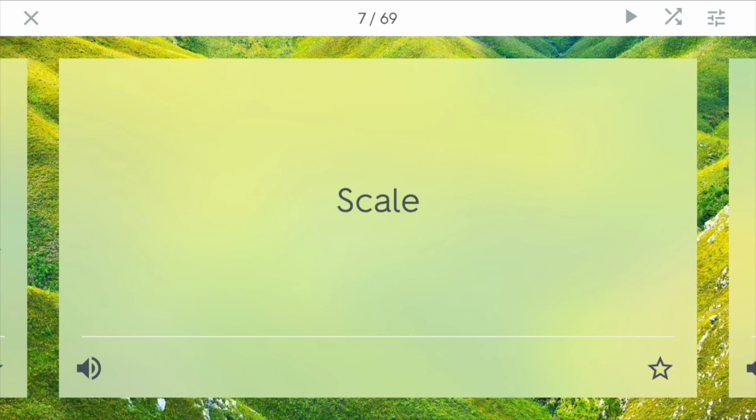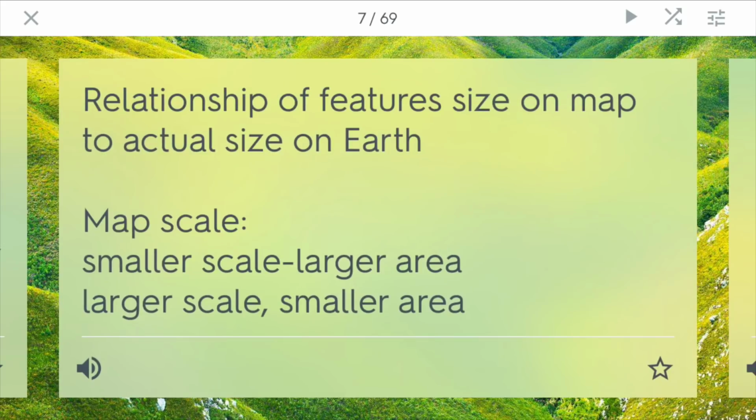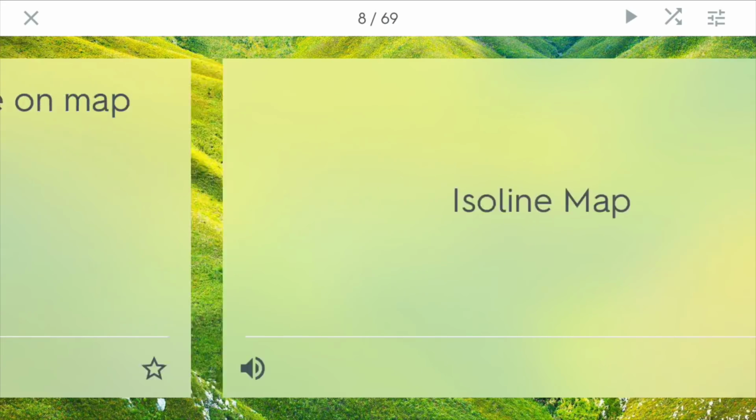Also, next word is scale. Scale describes the relationship of a feature's size on a map to its actual size on Earth. So generally, like 1 inch maybe represents 1 mile on a map scale, and smaller scale has larger area. So smaller scale is less zoomed in, so you can see more parts of the map, while larger scale is smaller area, so it's zoomed in.